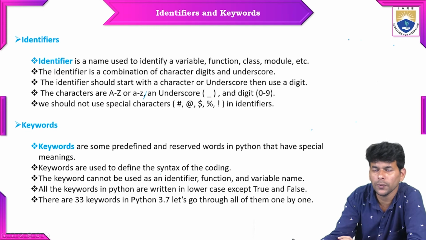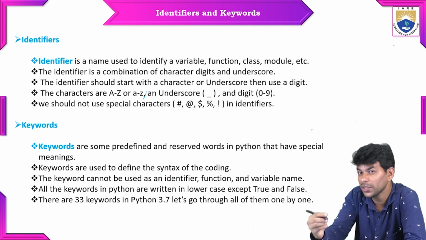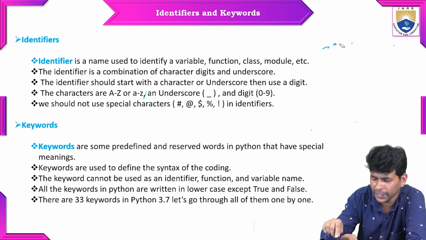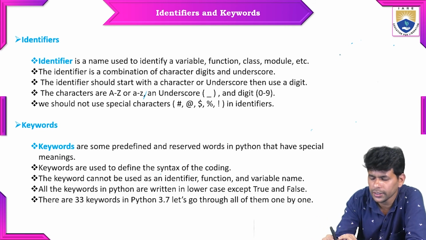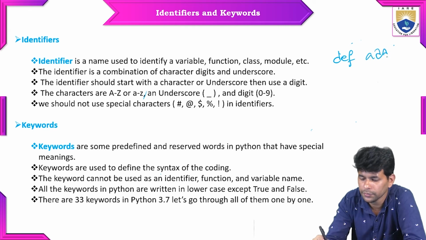So just now I have taken one example here. Let us take a small C program here. So hash include, or else we can take Python programming only here. So we will take def. Def is a keyword which is used to define a new function, a user defined function. So def add of int a comma int b here.